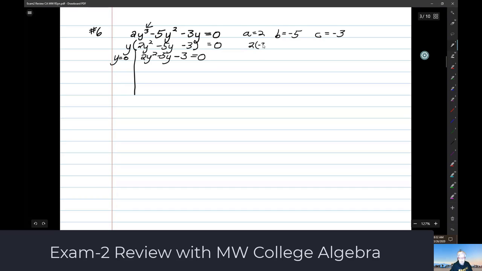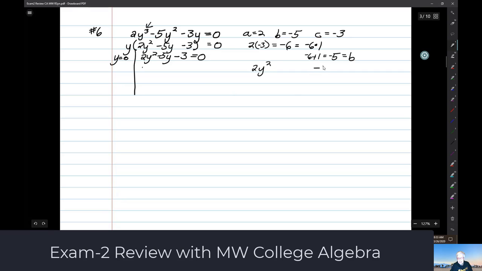Okay, 2 times negative 3 is negative 6, and negative 6 can be factored into negative 6 times positive 1, along with negative 2 times 3, negative 3 times 2, negative 1 times 6, but this is to our particular advantage because, now I can't say equals there, because they're not equal. What I'm about to do is say negative 6 plus 1 equals negative 5. And negative 5 is the b number. So, that's cool.